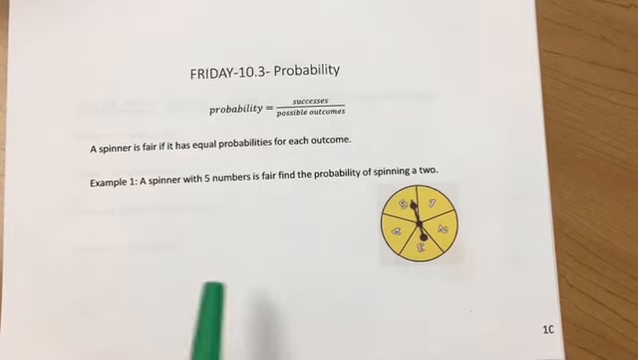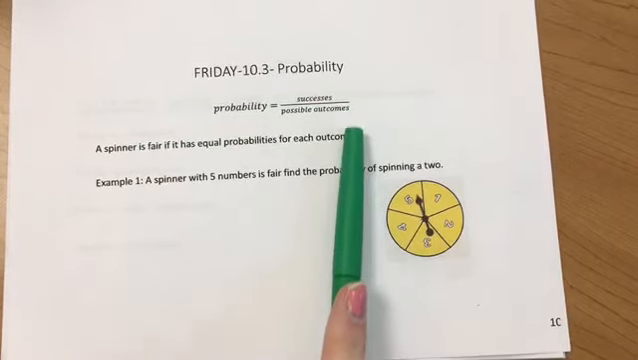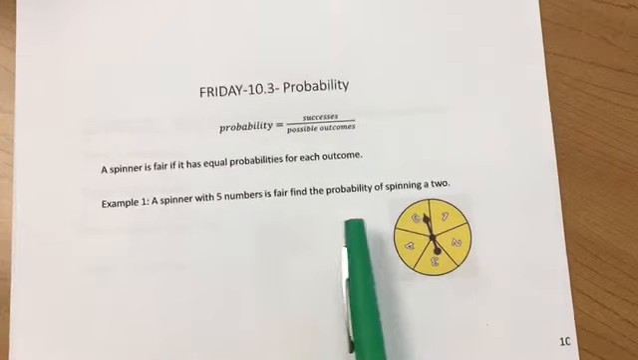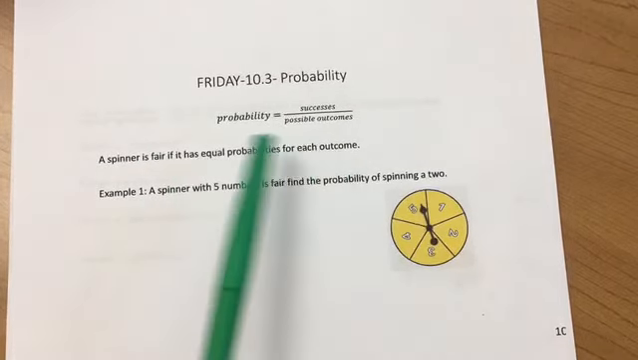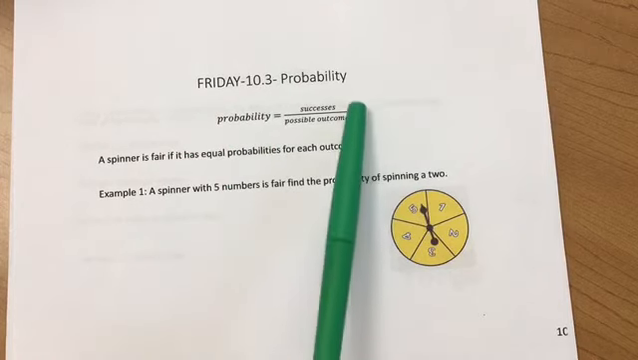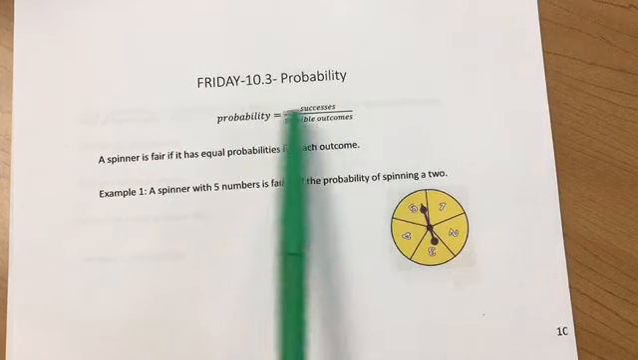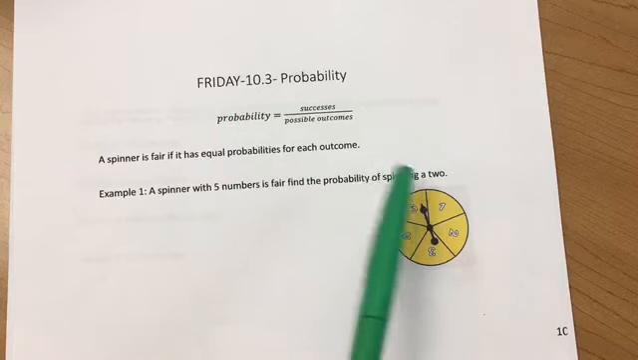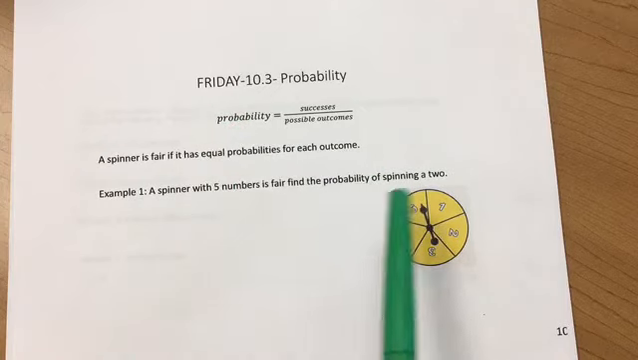Okay, looking at Friday 10.3 probability, we've moved into another new section. We're going to start with the definition, kind of formula, for probability. Probability, we say, is the number of successes over the possible outcomes. And I think that'll make more sense as we see some examples.